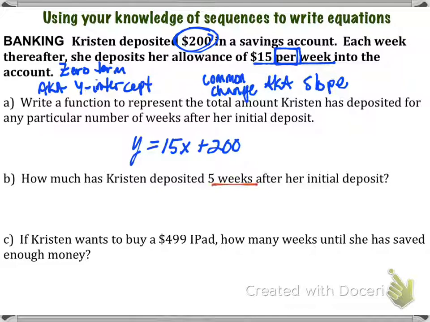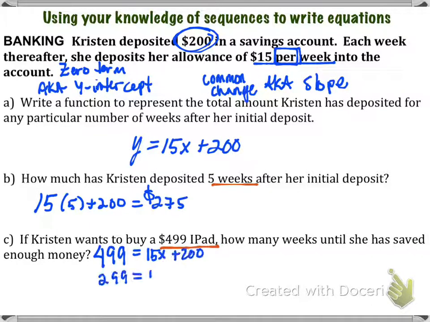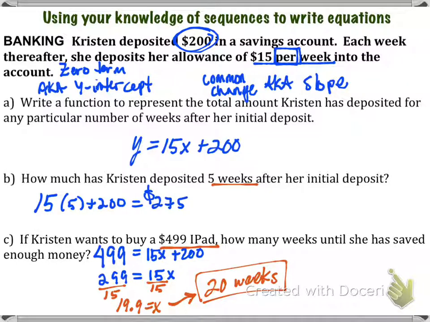They give us 5 weeks, so we plug weeks in for x. 15 times 5, plus 200 gives us 275. The dollar amount is our y, so we plug that in for y and solve, and we end up with 19.9 something. And since we actually have to pay for the whole thing, we'd have to go 1 more week. 20 weeks would give us more than $499, and we could purchase the iPad.